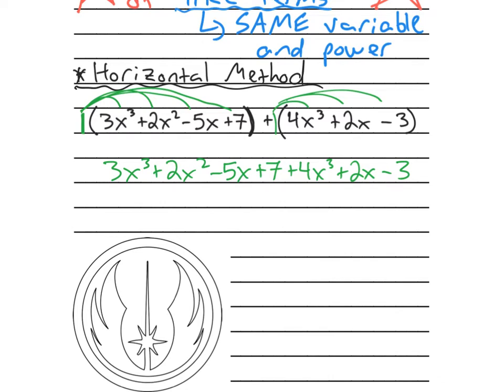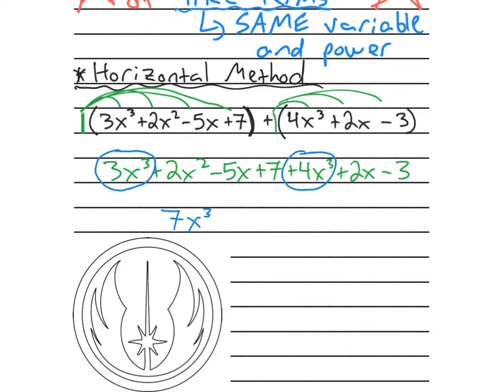All right, so let's go ahead and circle our x to the third terms. So we have 3x to the third, and we have positive 4x to the third. Those combine to be equal to 7x to the third. Very good. Again, addition won't change the variable's power.